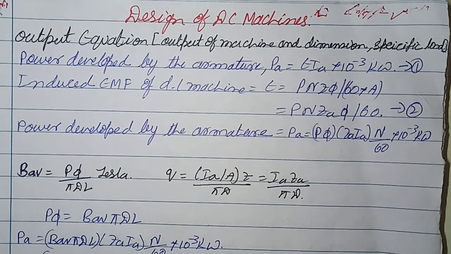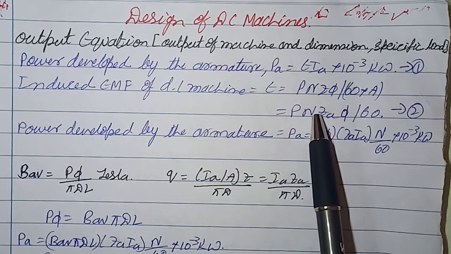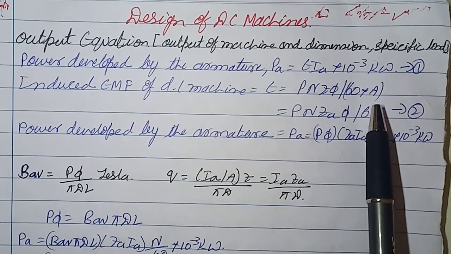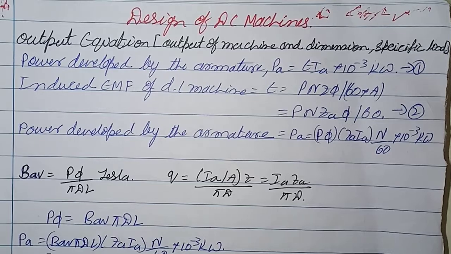To start with, the power developed by the armature, which we all know by the basic equation, is E into Ia into 10 raised to minus 3 kilowatt. And then the induced EMF of a DC machine is E equals P phi Z by 60 A. Here Z is the total number of conductors, so ZA becomes conductors per parallel path.